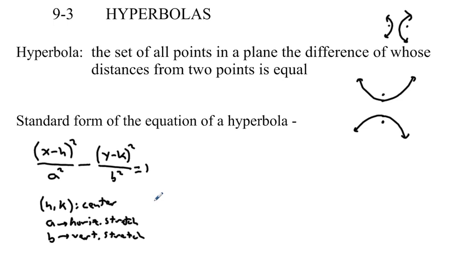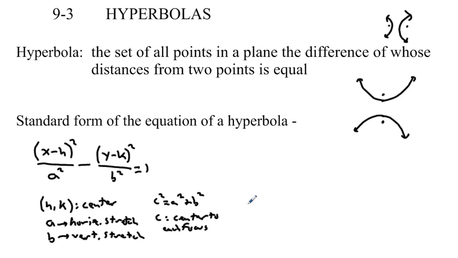Similar to an ellipse, we also have foci. We have a focus here, a focus here. To find those, we're going to use c squared equals a squared plus b squared. Now with an ellipse, we had a minus right here. With a hyperbola, we've got a plus. c will tell you the distance from center to each focus. And I'll say each focus because we're going to count up and down or left and right.